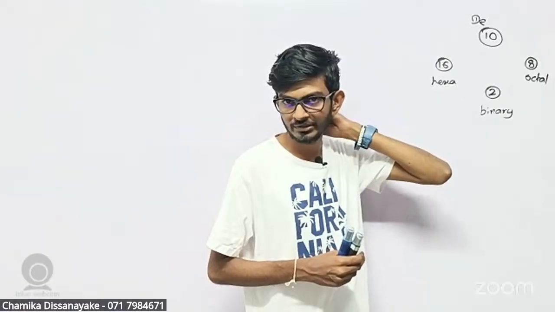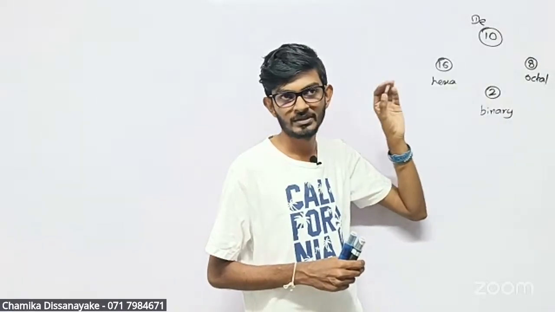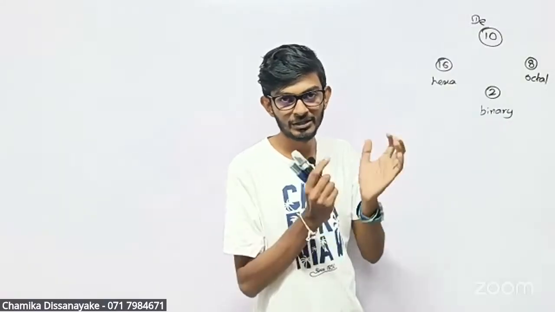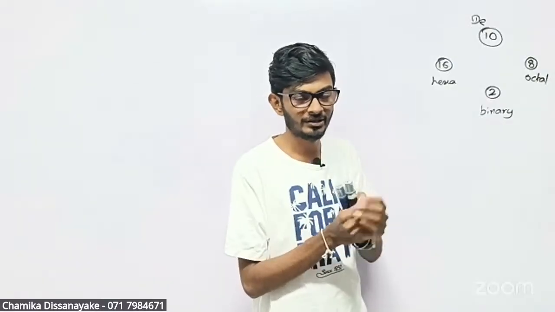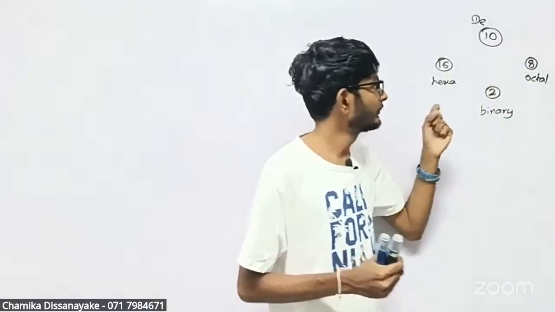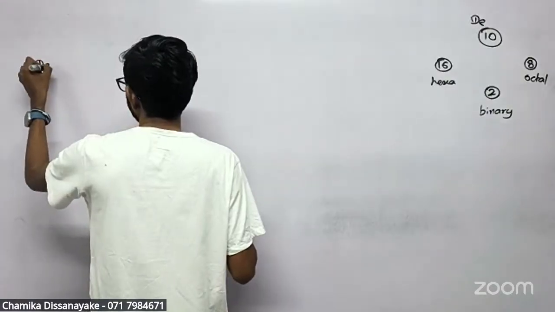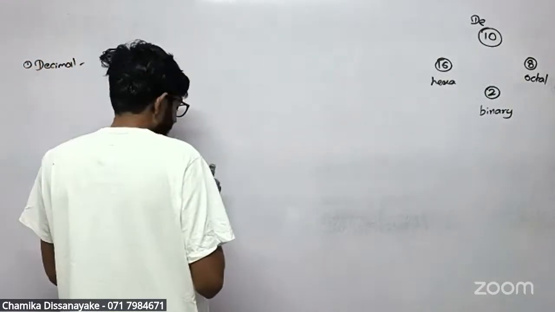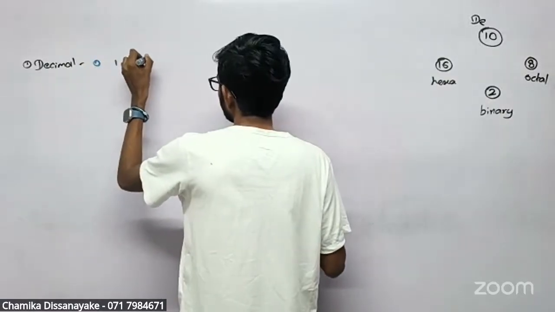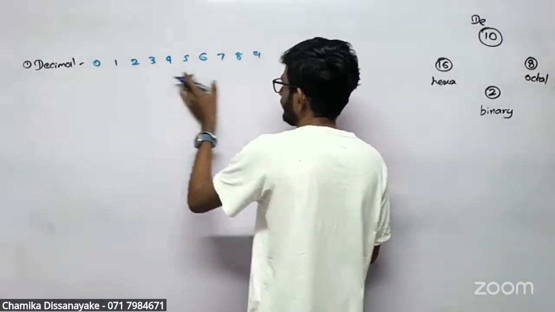It is because for each number system we have to use some kind of characters, symbols actually. There are several symbols that we are going to use inside each of these number systems. In decimal, we are going to use 10 different symbols. What are those? 0, 1, 2, 3, 4, 5, 6, 7, 8, 9. So here we have 10 different symbols.